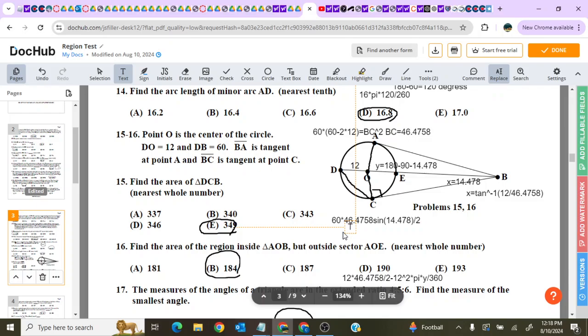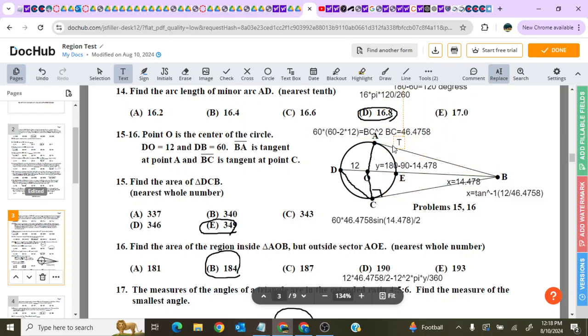Find the area of the region inside AOB, but outside sector AOE. So you're looking for this entire thing right here, basically. So what you need to do is first figure out the area of this triangle, then subtract the area of this circle sector. The area of the triangle isn't too hard to figure out. This is a right angle because it's tangent. So you can multiply 12 by your AB length of 46.4758, because AB and BC are basically the same thing.